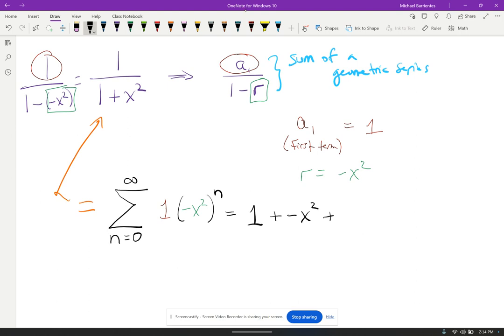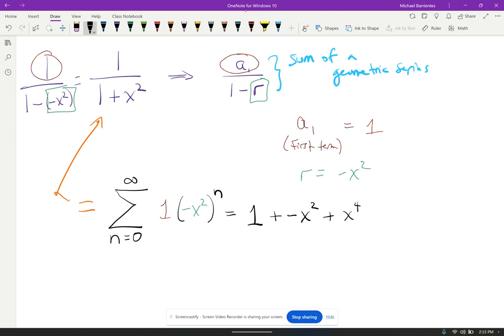If I substitute 2, well, I'm going to square negative x squared. So that's going to be a positive x to the fourth times 1. So that's positive x to the fourth. Is it okay if I don't multiply by 1 and I just worry about this piece?